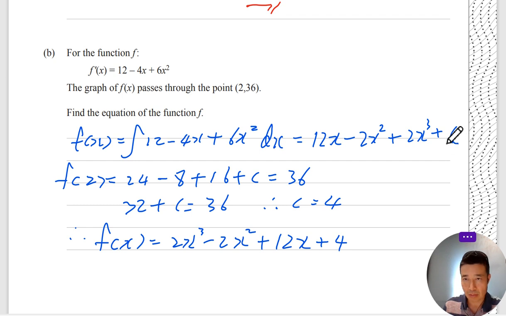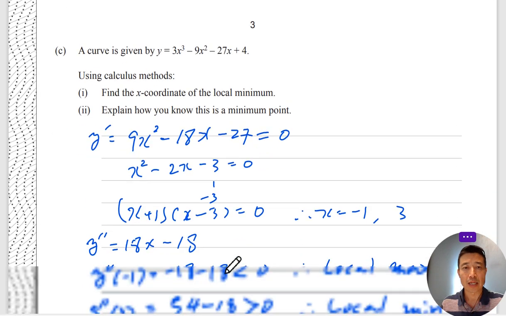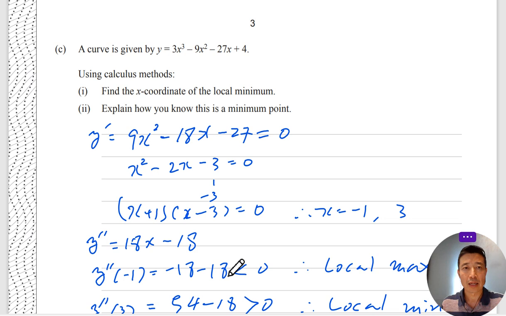And you have C, and then you plug 2 into this original function and set this to be 36 to find the C, right? So C turns out 4. So hence the equation is like this: 2x cubed minus 2x squared plus 12x plus 4. That's the answer. Next, a curve is given by that.